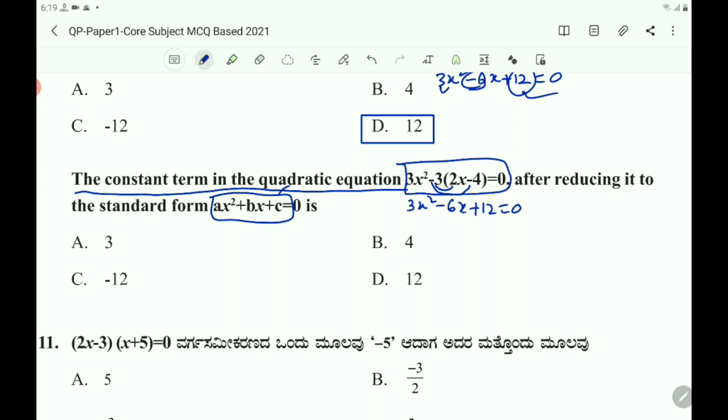So what is the value of c? Constant means c is 12. Here this is the value of a, this is the value of b, -6. The value of c is 12. That is the constant term. The constant term in the equation is 12. Option D is the answer.